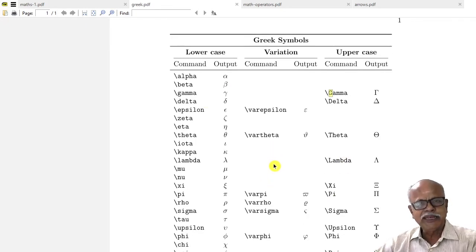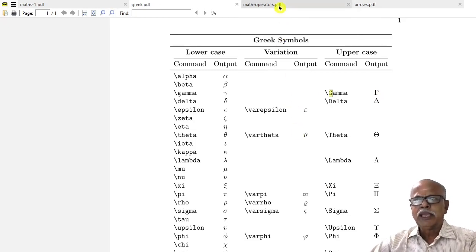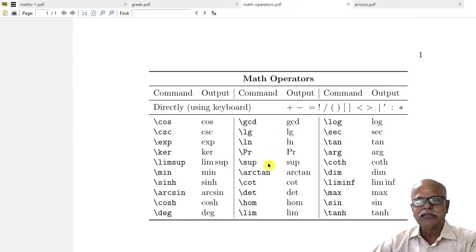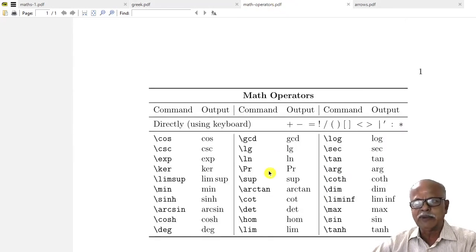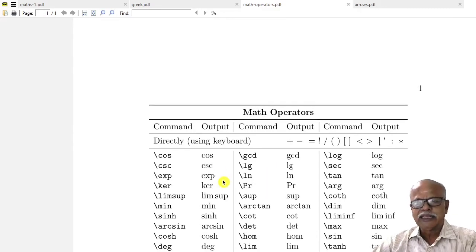I have been maintaining throughout that if you know English, you know LaTeX. All that you have to do is put a backslash as a first character. On compilation, you will get these symbols correctly. Now, I referred to the equal to sign as a binary operator. Similarly, there are other operators available in LaTeX. The commands are given in the first column. The corresponding output is given in the second column.